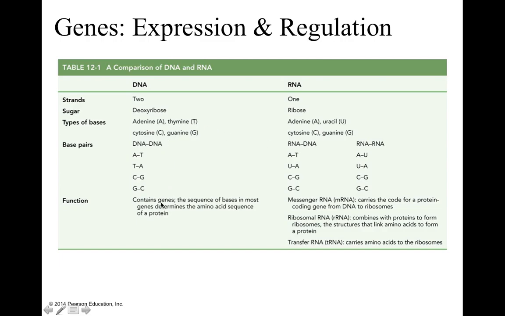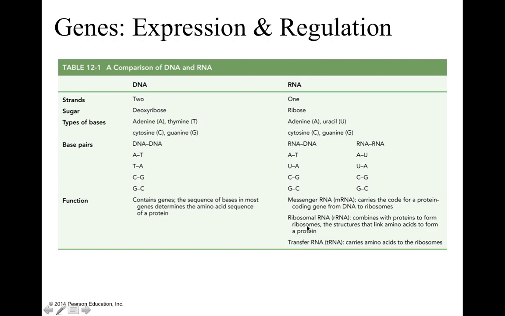All right, and so what's the function? So DNA, as I mentioned, is that cookbook. It has all of the recipes. So those are genes, right? It contains genes, and the sequence of the bases in most genes is going to determine the amino acid sequence of the protein. So it is basically going to be the blueprint, and then a copy of that is going to be made in the form of messenger RNA. That's going to carry the code for the protein from the DNA to the ribosomes. It's going to leave the nucleus and go into the cytoplasm where it's going to instruct protein synthesis.